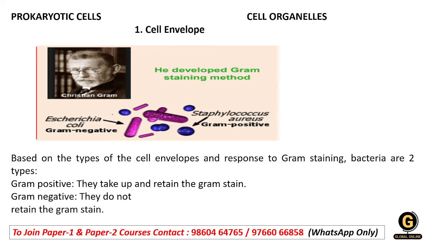gram positive and gram negative stain. So Christian Gram developed the staining method. Who developed it? It will come as an MCQ question, students. Christian Gram developed the staining method. On the basis of the type of cell envelope and response to gram staining, bacteria are of 2 types: gram positive and gram negative. If the bacteria take up and retain the gram stain, it is called gram positive bacteria.